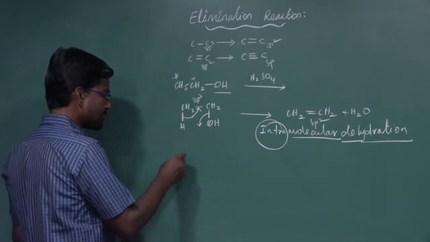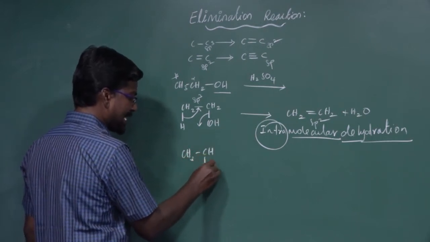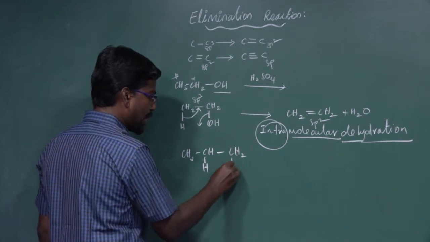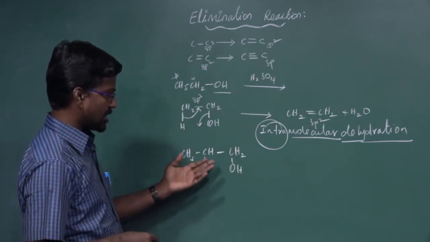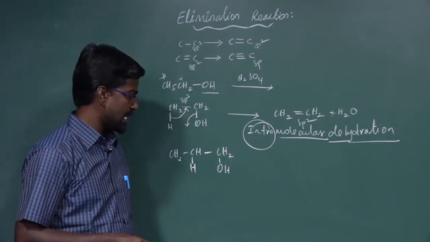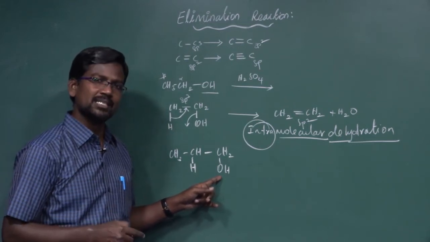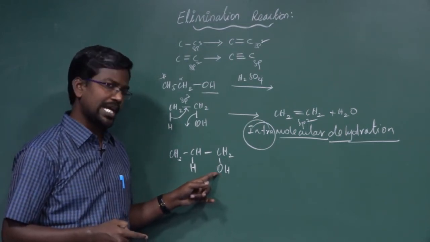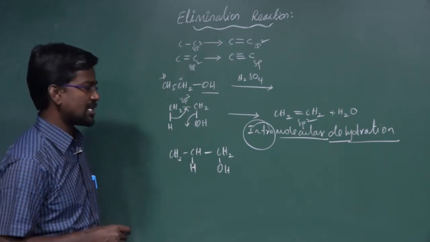Another one: CH3-CH2-CH2OH. This is n-propyl alcohol, because three carbons are there. Three carbons means what root word? Prop. The primary suffix is ane, the secondary suffix is ol. So n-propyl alcohol, propyl alcohol, propanol. Common name propyl alcohol, IUPAC name propanol.